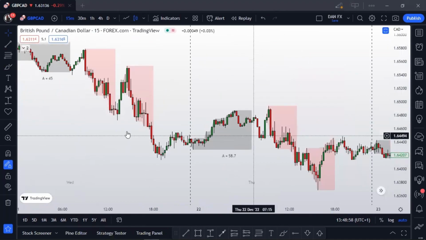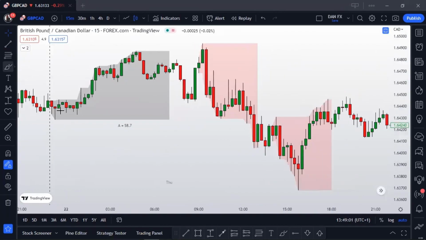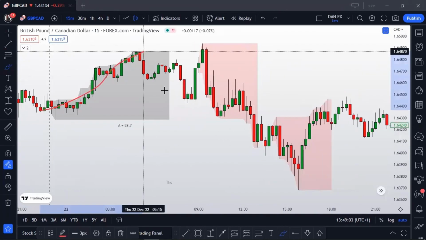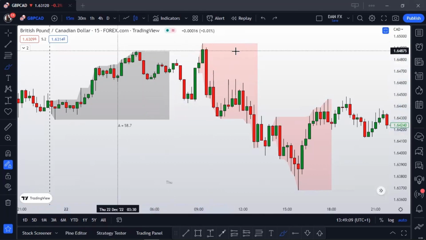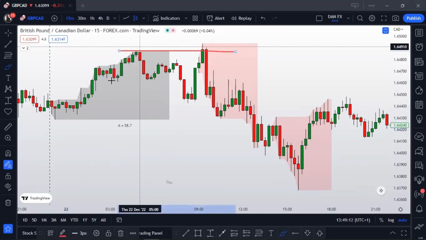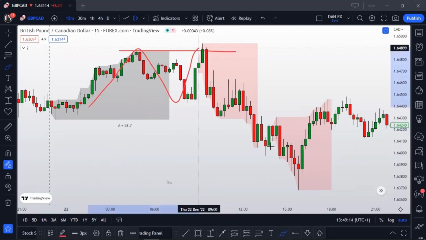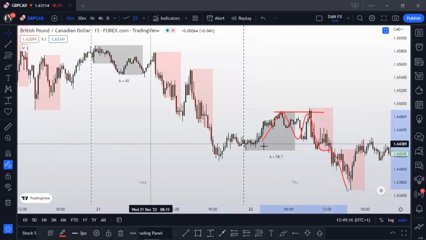Okay, previous day we still have the same pattern. We have our Asian session first leg, and we have our second leg coming into London session, and you can see they still respect this high, right? First leg, second leg, and then they move down.